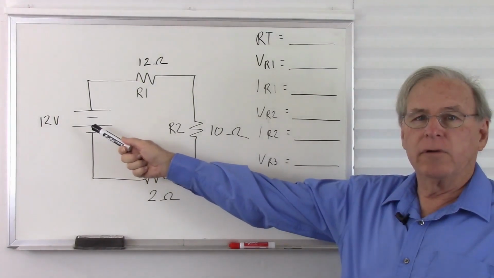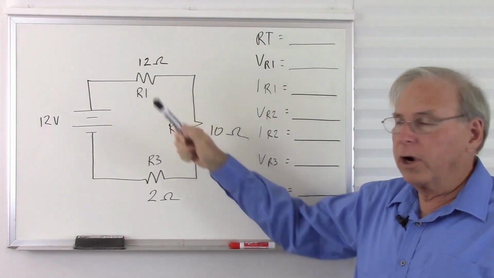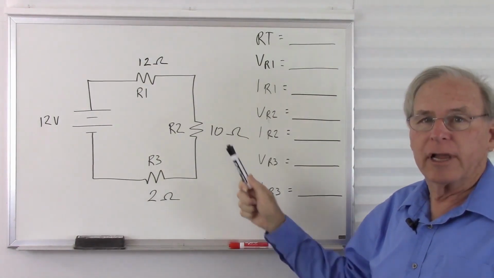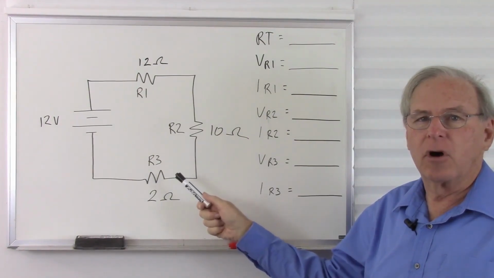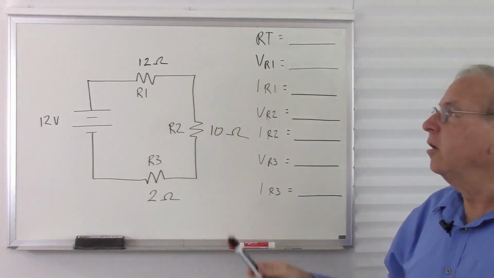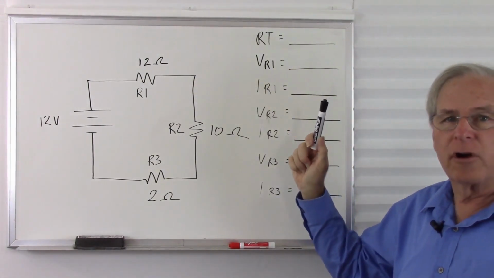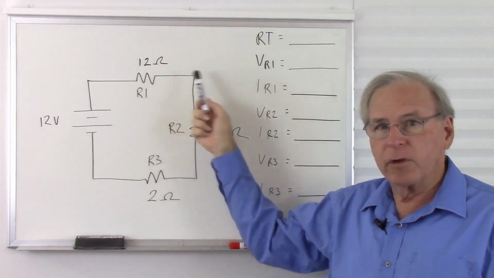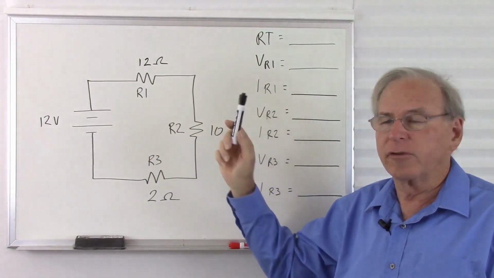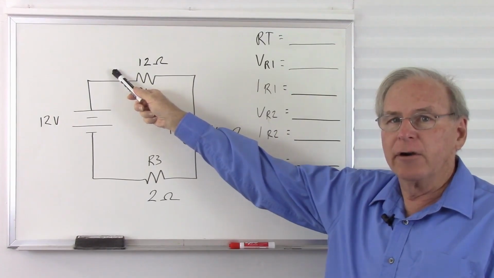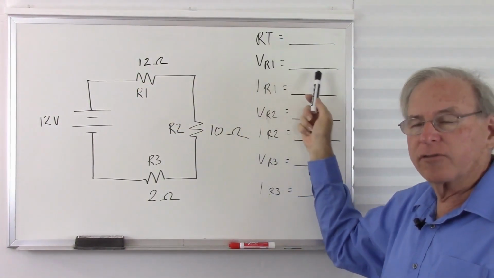We have a 12-volt battery, a 12-ohm resistor labeled as R1, a 10-ohm resistor labeled as R2, and a 2-ohm resistor labeled as R3. What we want to calculate is the total resistance for the whole circuit, the voltage across R1. Recall that when there is current flowing through a resistor, there will be a voltage difference across that resistor. So our voltage will be higher here and lower here. What is the difference? That will be the voltage across R1.